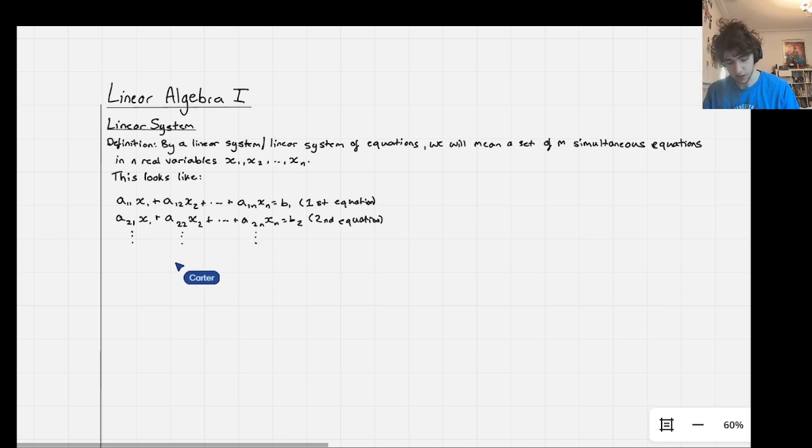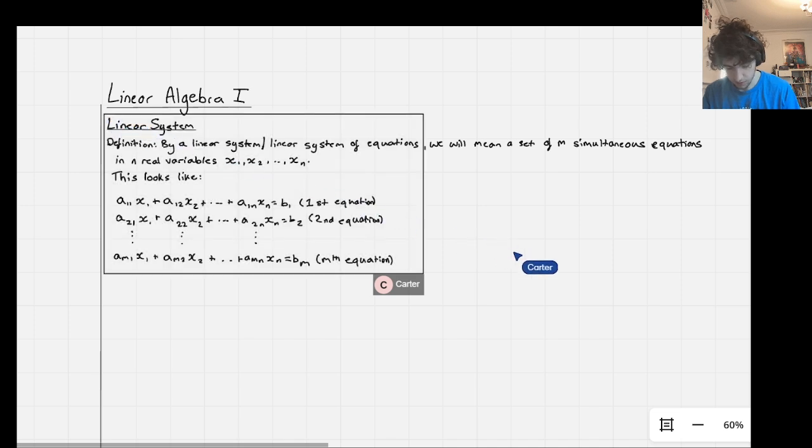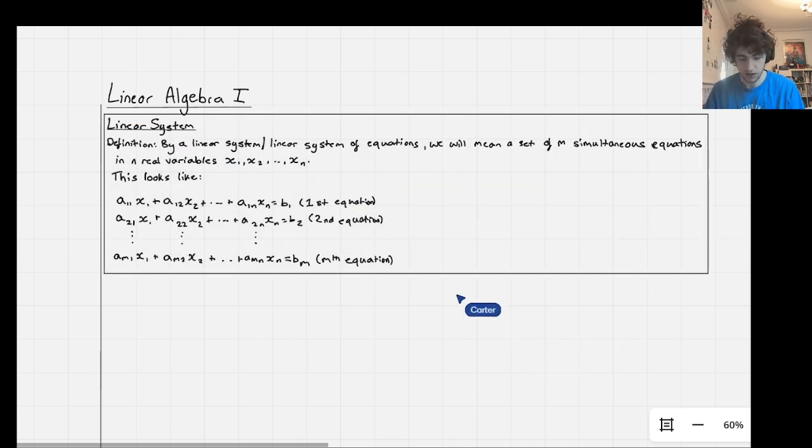But in general, we'll have m, so we'll go up to am1 x1, add am2 x2, all the way up, add amn xn equals bm. And this is the mth equation. So that's what a linear system looks like. From now on you should know what I mean when I say linear system. It should be pretty self-explanatory because you have that definition.